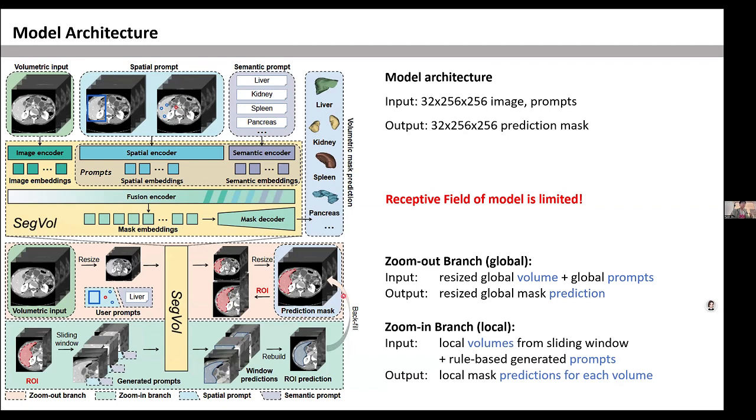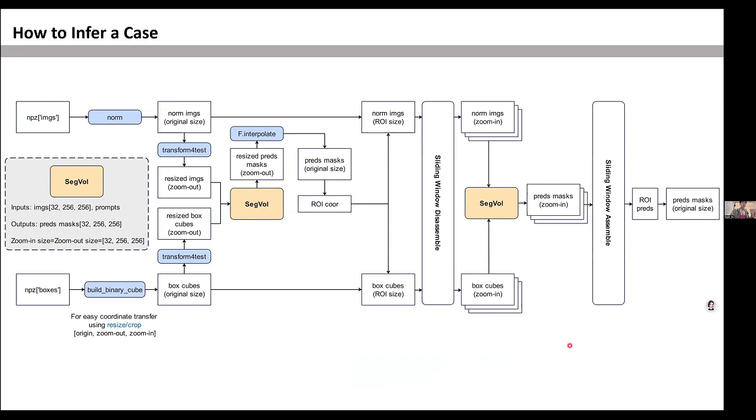You will get just so-so results, but following the zoom in part, we can refine it very impressively. Okay, now we have the prediction masks in the original size, and we can get the region of interest coordinates, and use these coordinates to crop the images and crop the box cubes. And we get the ROI images and ROI cubes.